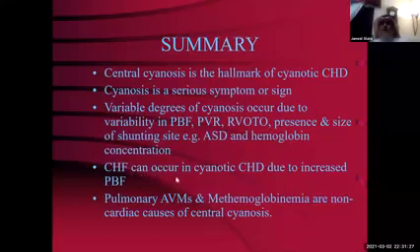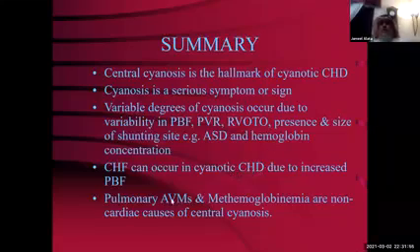Congestive heart failure can occur in cyanotic heart disease. So it is not unheard of that you get a cyanotic heart with CHF. It's either because of increased pulmonary blood flow like in Truncus Arteriosus or total anomalous pulmonary venous return, or it could be due to depressed cardiac function like in transposition.